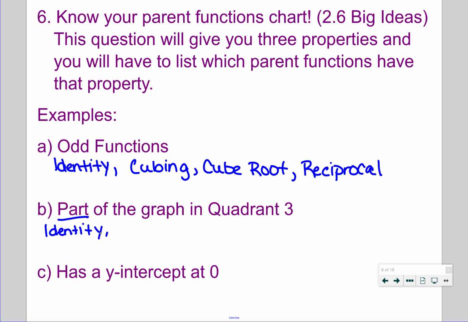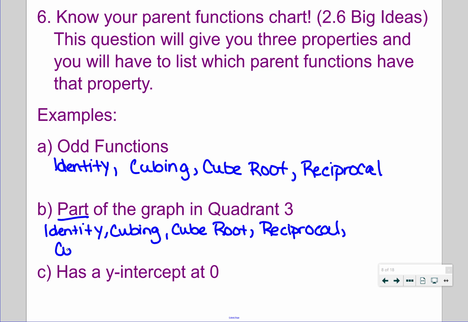Actually, all of the ones from above, the cubing, the cube root, and the reciprocal. I'm just going to run through the list of the other options here. Squaring is only in quadrant 1 and 2. Absolute value is only in 1 and 2.